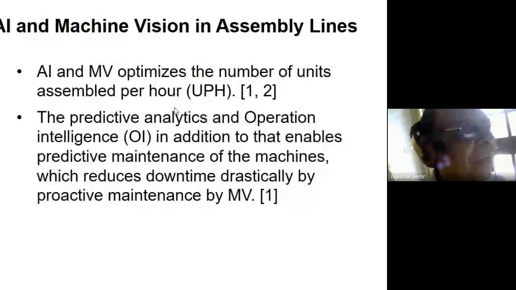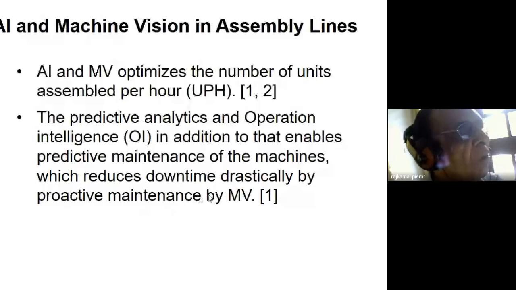number of semiconductor boards printed per hour, number of pharmaceutical tablets produced autonomously in the assembly line. So the assembly line has a large number of applications, and the purpose of using AI and machine vision is to optimize the number of units produced. The purpose of predictive analytics and operational intelligence is that we do the operation intelligently as well as faster, and we are able to do predictive maintenance in advance, thereby proactively doing the maintenance using machine vision.